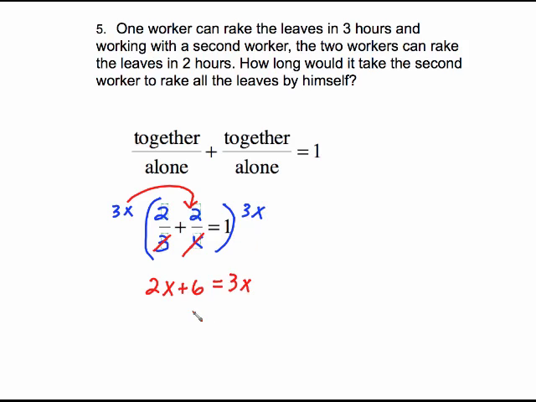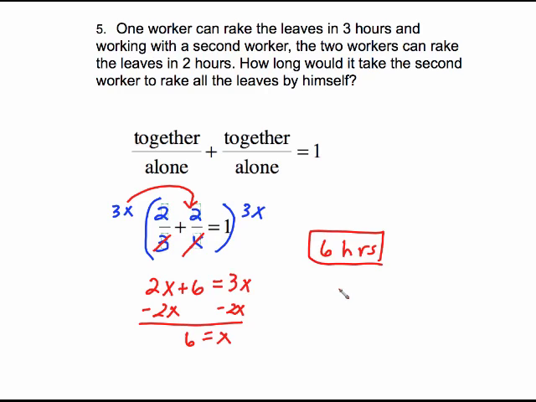What we have here is a very simple equation to solve because the fractions are gone. All I have to do is subtract 2x from both sides, and I get 6 equals x, or x equals 6 hours. So 6 hours is how long it would take this guy to rake the leaves all by himself. And you can check this by putting 6 in here for x. We're looking at 2/3 plus 2 over 6. Does that equal 1? You can type that in your calculator to check it, or we can do it by hand with the fact that 2 over 6 reduces to the fraction 1/3, and clearly 2/3 plus 1/3 does equal 1. So the 6 hours does check.